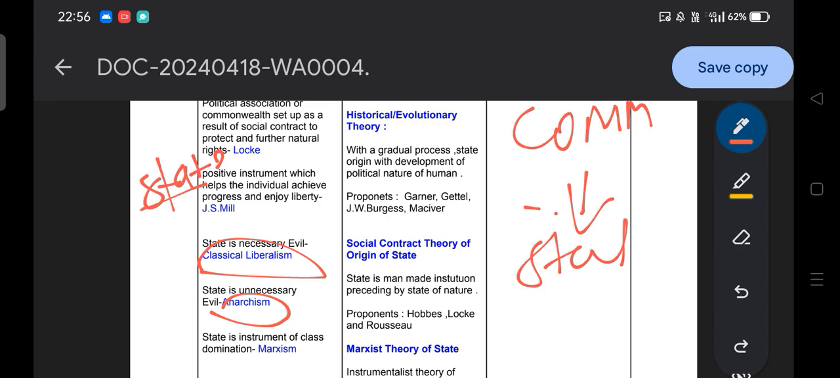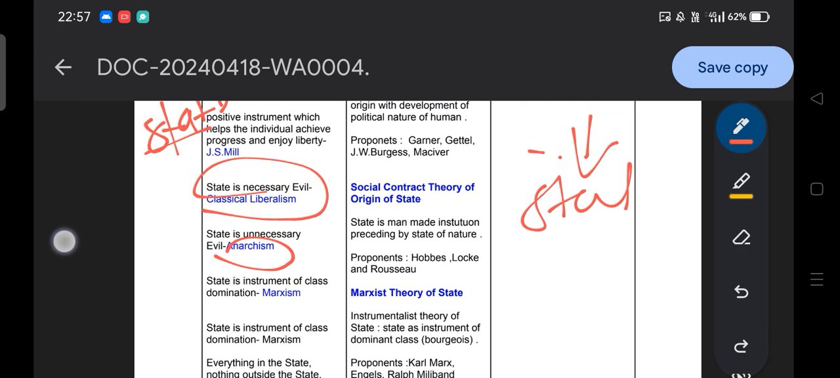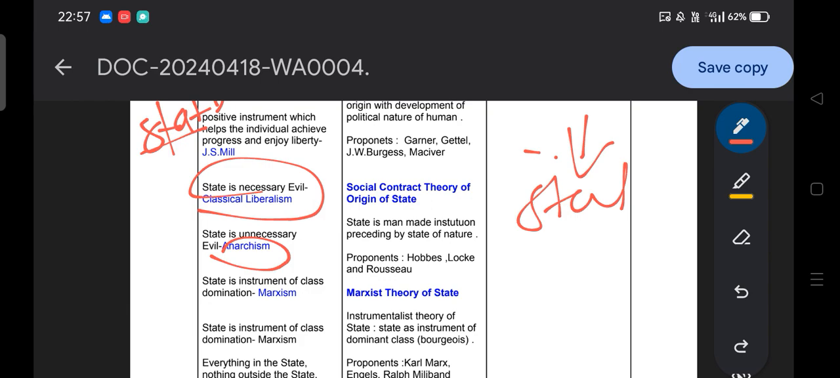We need to limit the role of the state, but they believe it's an evil, and this evil is necessary for the protection of life, liberty, property. So that's very simple. Although the state is an evil and does wrong, there is a necessity for it: the maintenance of natural rights. That's why you can easily remember the state is a necessary evil. We will discuss further what liberalism means in our upcoming session.